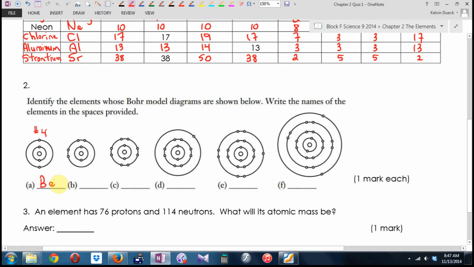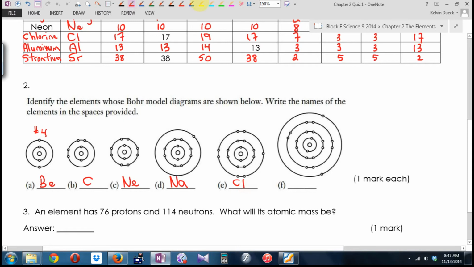B, I see 6 electrons, means 6 protons, carbon. C, I see neon. D, now I got to count. 2 plus 10, 11. Sodium. 1, 2, 3, 4, 5, 6, 7. Is it chlorine? Is E chlorine? Yeah. I'm counting in a hurry, so if I make a mistake, let me know.